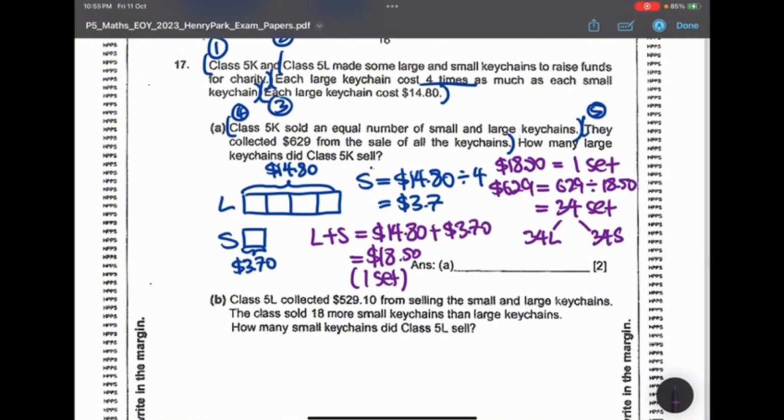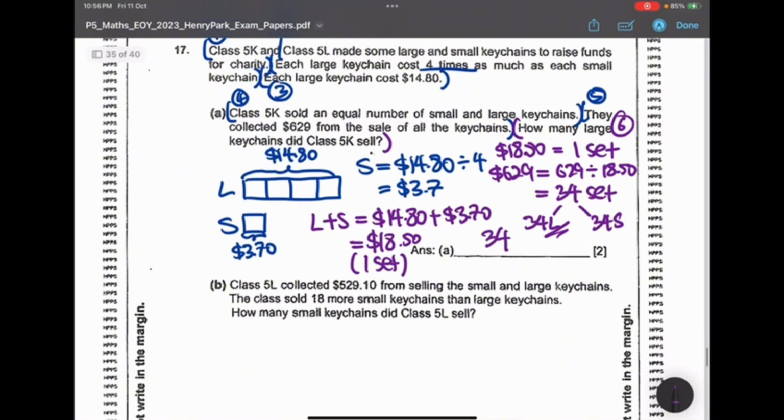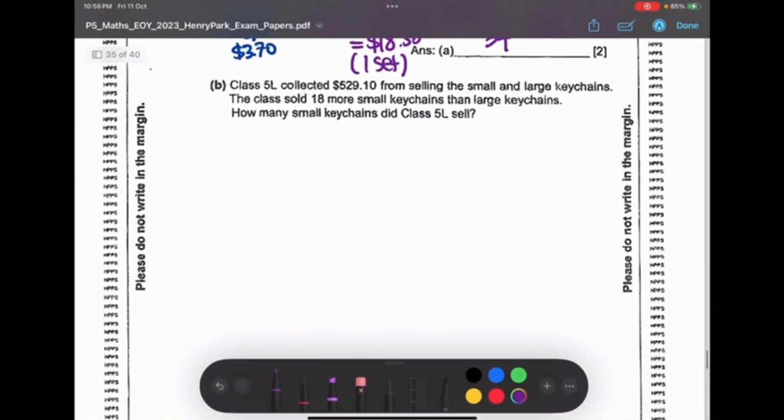Alright, now let's look at the question. How many large keychains did class 5K sell? Okay, my sentence number 6. How many large? Right, we already know the answer. The answer is 34 large keychains. And this is the answer for part A. Now moving on to part B.